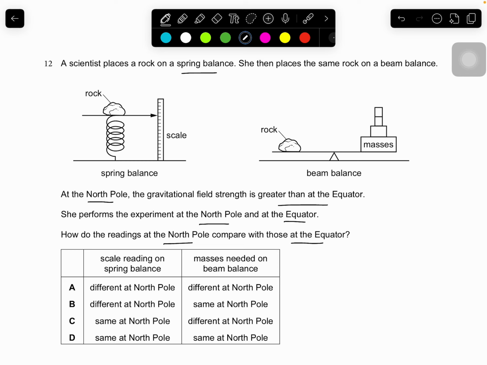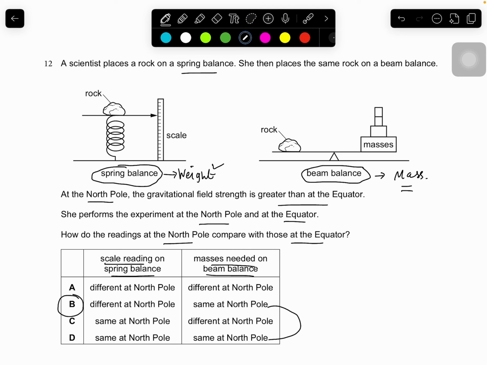So before you do this, you want to know what each of the instruments is measuring. The spring balance is measuring weight, and the beam balance is measuring mass. Just go back to the notes and see which one of these is the same. Mass is the same everywhere, so it's going to be the same at the North Pole, but weight's different. Sorry, I think I chose the wrong option. So the masses on the beam balance are going to be the same, and the scale reading on the spring balance is going to be different, so part B is the right one.